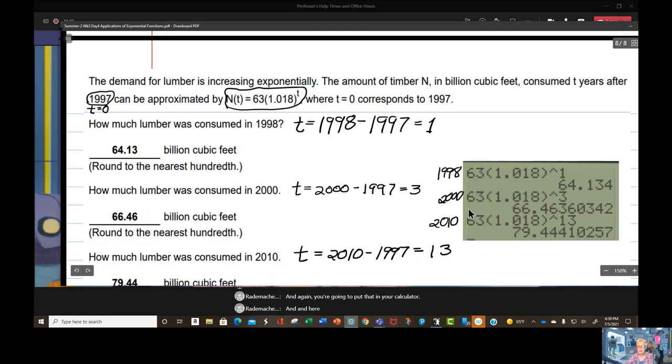And here I used the classic system, so you could see the keystrokes. 63 times, see 63, parentheses 1.018, parentheses closed. Caret 1 for 1 year. Then caret 3 for 3 years. Then caret 13 for 13 years. This is 2010, this is 2000, this is 1998. You are always going to have to round, always, so get used to it. Build your rounding skills back up.